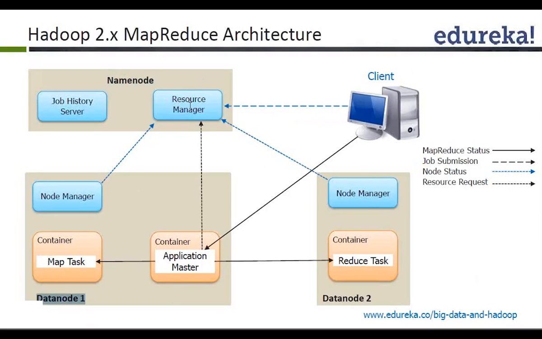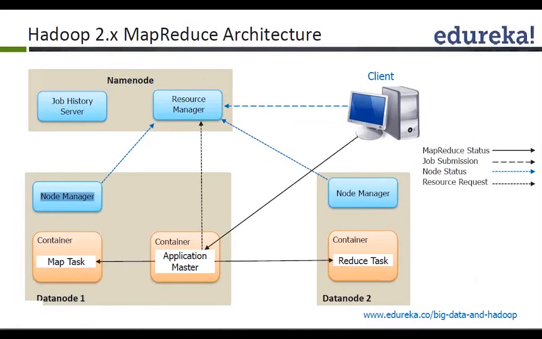So what will it do? It will start the application master. The application master is one per job. That is going to be running in a container, like I told you yesterday. Then it would get the work done by the map task, which is also running in a container, which is nothing but a JVM on the node manager. On which nodes will the application master start the actual job? On the nodes wherever the data is.